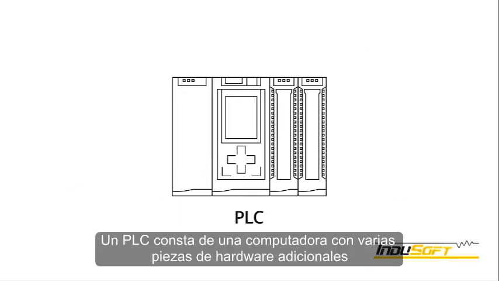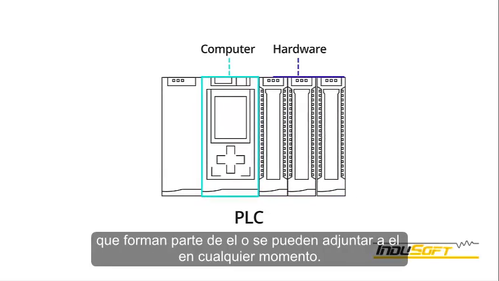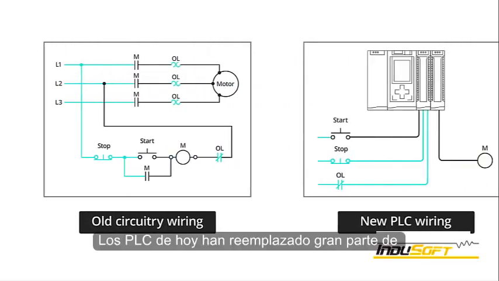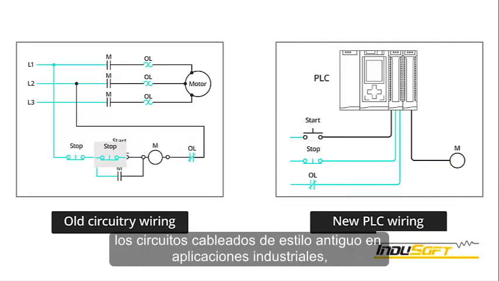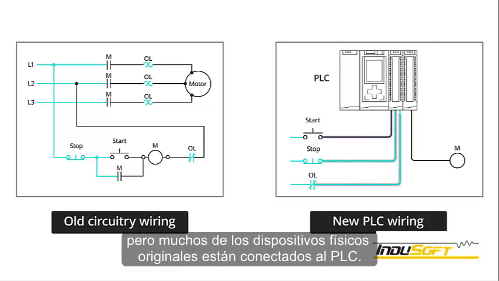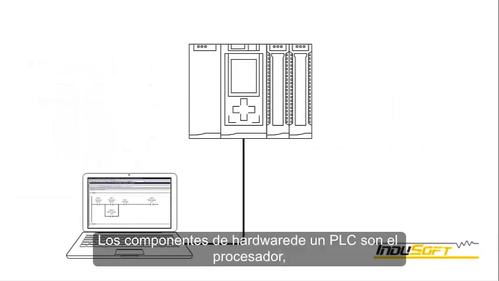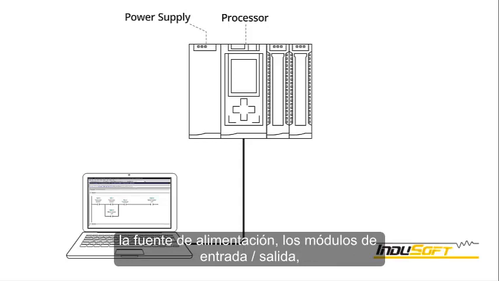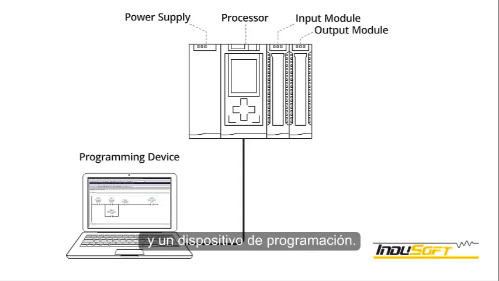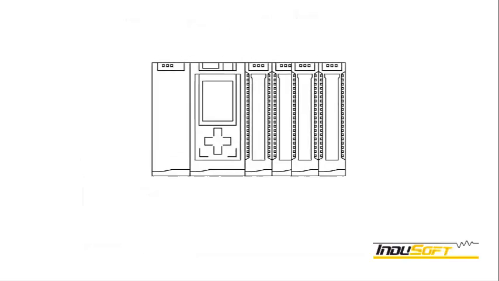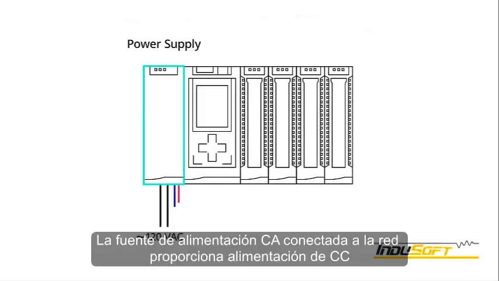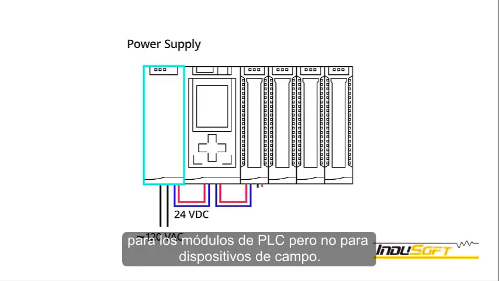A PLC consists of a computer with several additional hardware pieces that are a part of it or can be attached to it at any time. Today's PLCs have replaced much of the old-style hardware circuitry in industrial applications, but many of the original physical devices are connected to the PLC. The hardware components of a PLC are the processor, the power supply, the input-output modules, and a programming device. The AC mains connected power supply provides DC power for the PLC modules, but not for field devices.